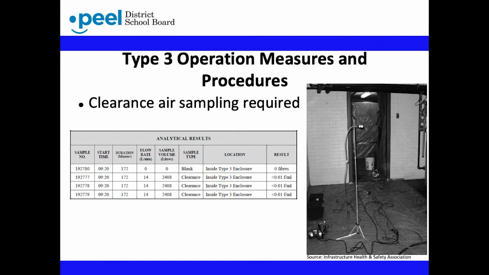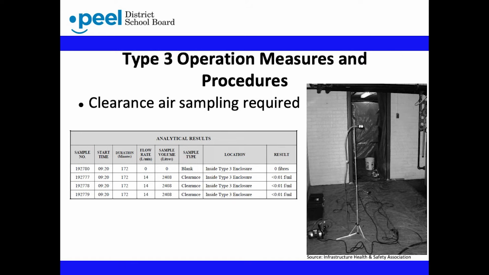Upon completion of a Type 3 operation, clearance air samples must be taken from inside the enclosure. Clearance air sampling is conducted by a qualified consultant who runs an air pump in the enclosure, passing a prescribed amount of air through a filter. The contents of the filter are then examined by a lab, who can visually identify asbestos fibers under a microscope and determine the quantity, if any, that are in the air. The number of fibers should not exceed 0.01 fibers per milliliter of air to be considered a pass.